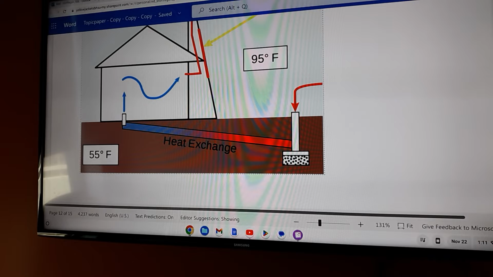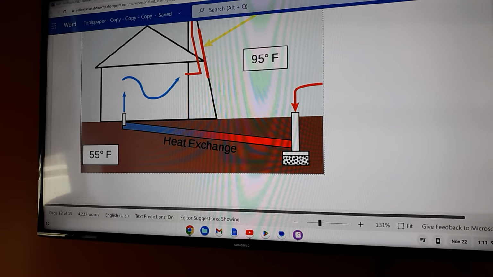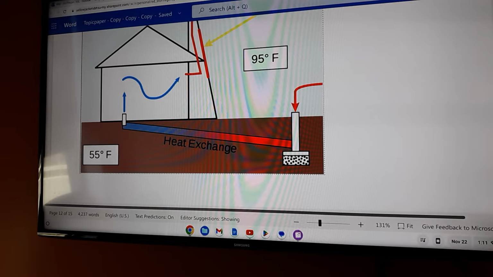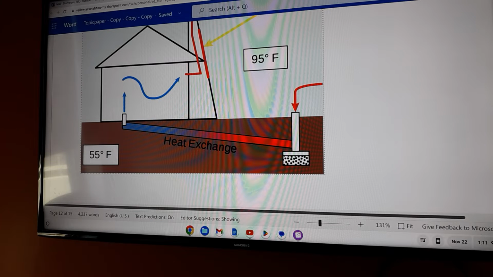So with this isolated gain system, it actually uses the cool air from the ground to cool the structure. And you see the air enters into a duct or a pipe, and using air pressure, the air is brought into the building, pulling cool air in and cooling the building.